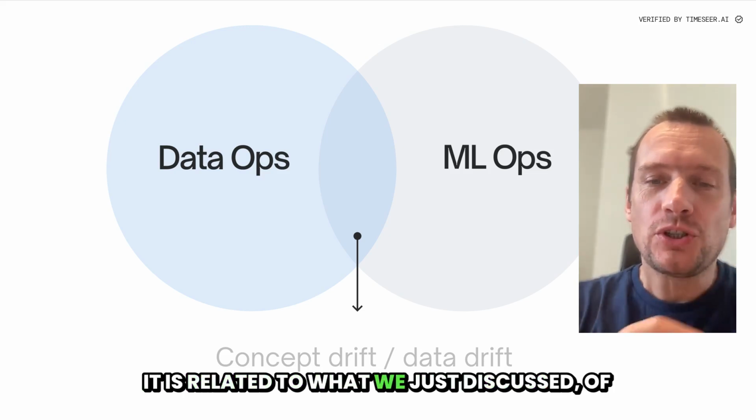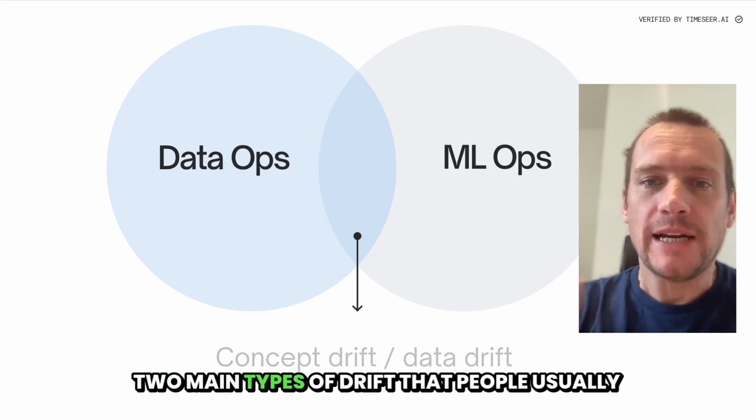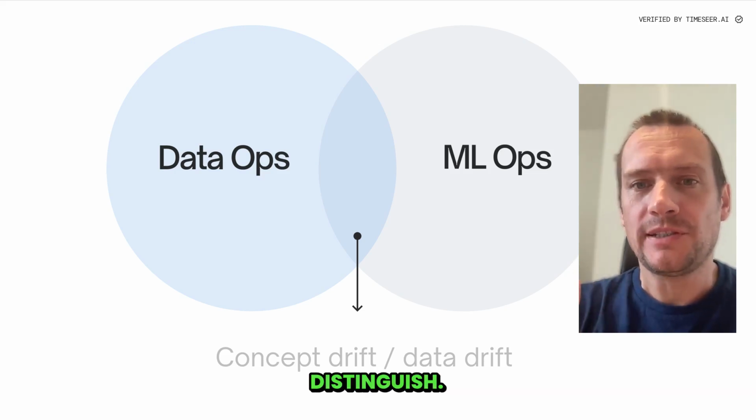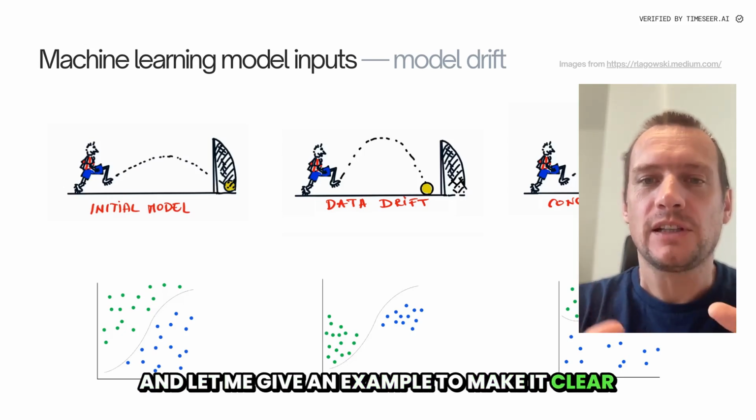Now, model drift is interesting. It is related to what we just discussed, of course. But if you talk about model drift, there are two main types of drift that people usually distinguish: data drift and concept drift. Let me give an example to make it clear what they mean.